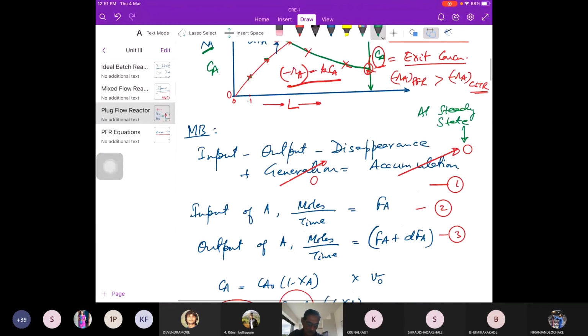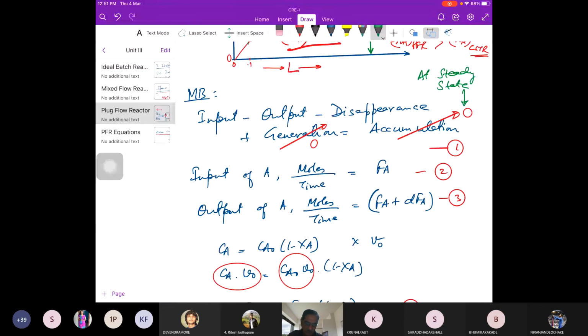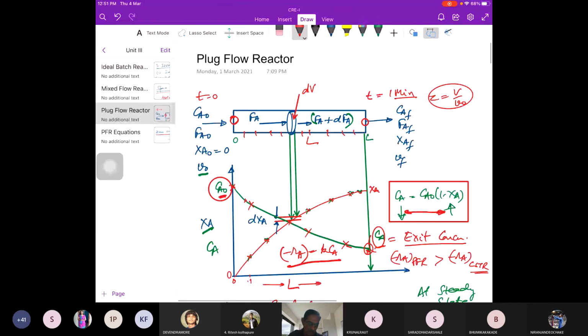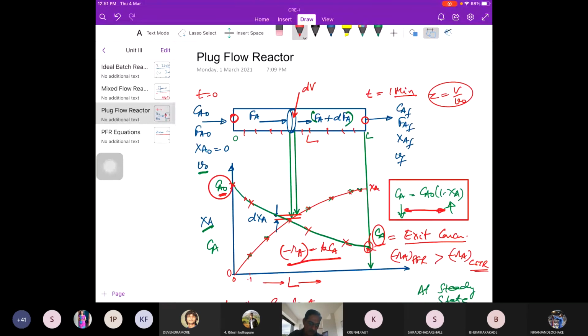Okay, so same thing we are going to do. Accumulation is 0, steady state लिया हमने. Generation is 0 because we're looking at limiting reactant. So input of A is nothing but FA, जैसे पहले लिया था हमने, यहाँ पर डिफाइन किया. FA is input in this slice of the reactor because we are going to integrate. यहाँ पर concentration continuously change हो रहा है, conversion continuously change हो रहा है, that's why we cannot take like mixed flow reactor. We have to integrate.